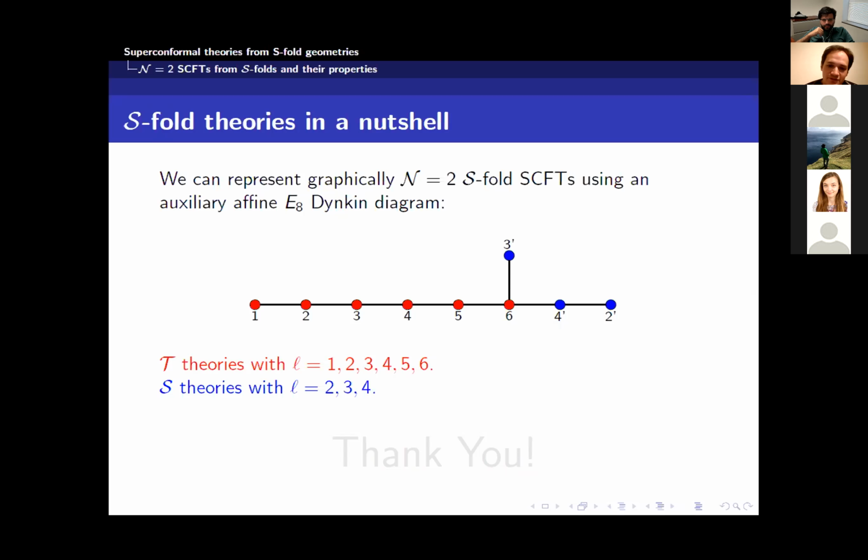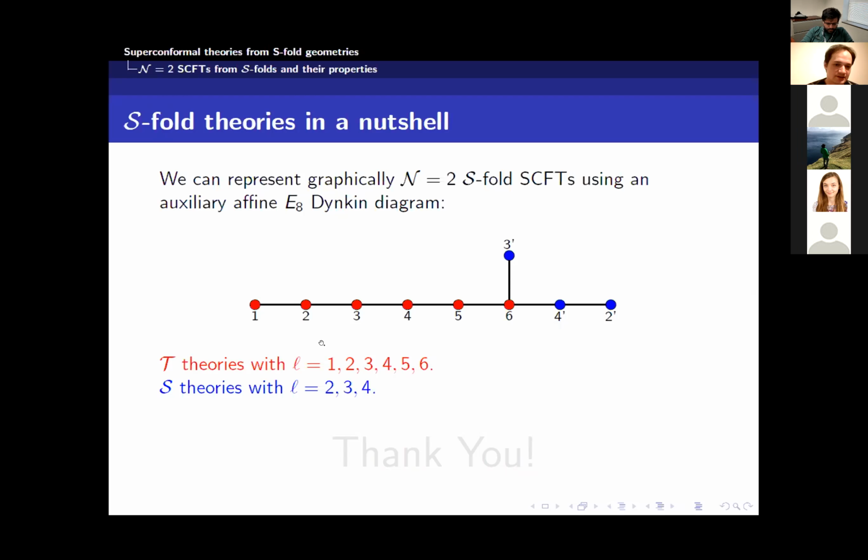The infinite families of theories we have found are in one-to-one correspondence with nodes of the E8 affine Dynkin diagram. T theories correspond to nodes on the long tail, those in red. So we start from the L equal 1 case, the standard G instanton theories in flat space. Then we have T theories with L equal 2, L equal 3, 4, 5, 6.